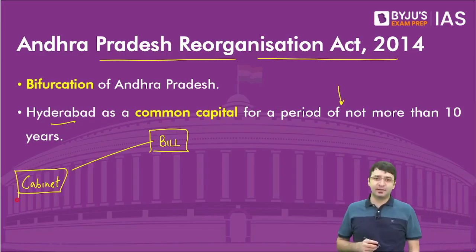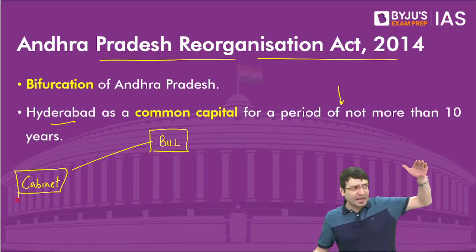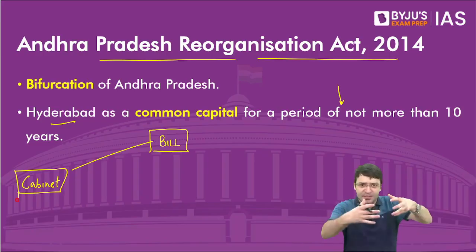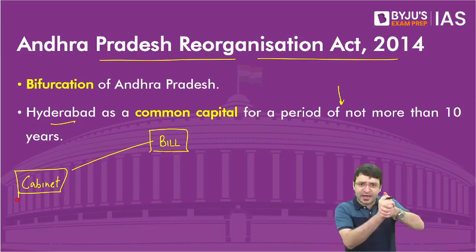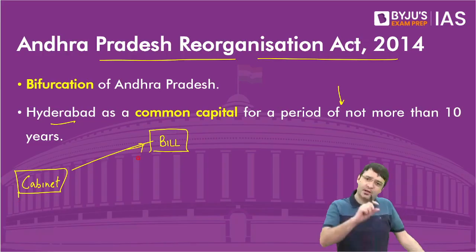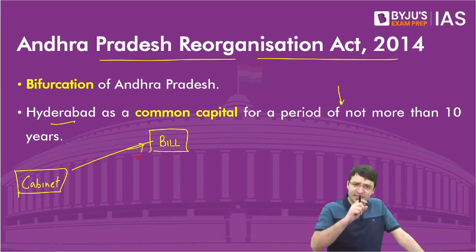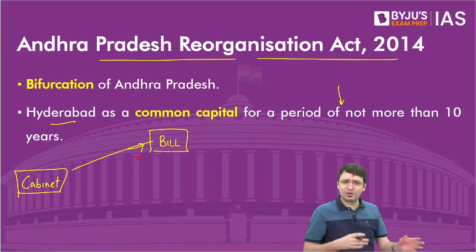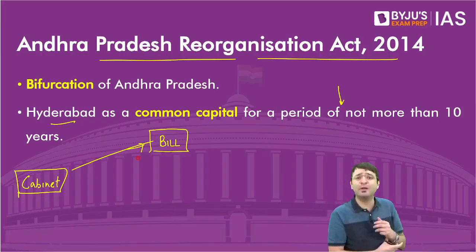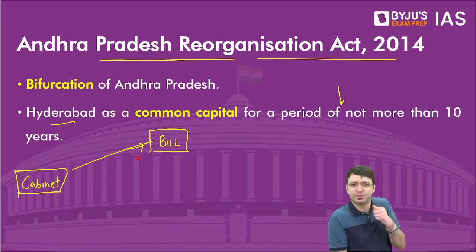What is this cabinet? The Prime Minister and his top ministers who are part of this ministry should discuss together and pass this bill. In a sense, they should approve this bill, because this bill may be piloted by the Home Ministry. Home Ministry is responsible for these matters. Home Ministry has prepared this bill.